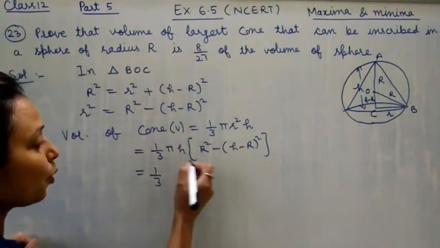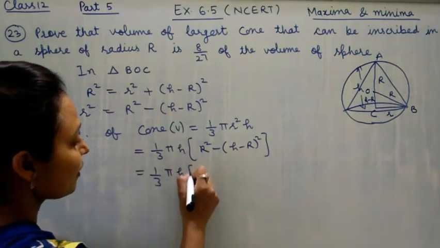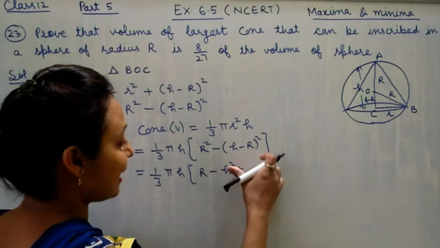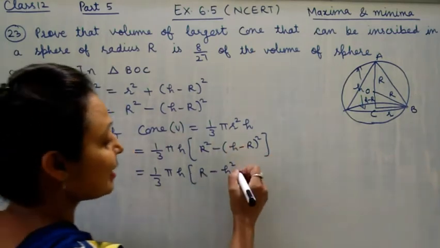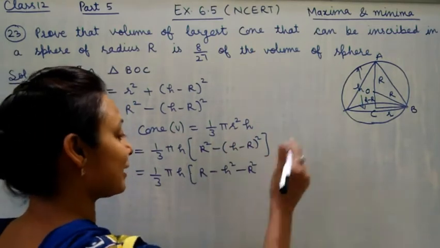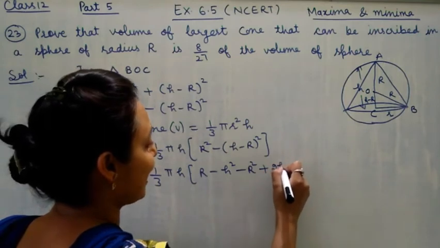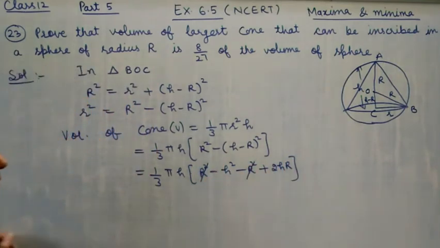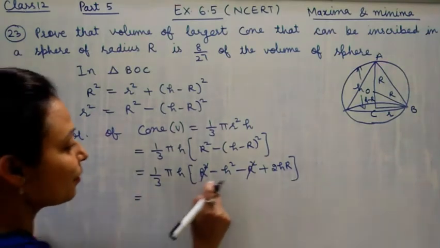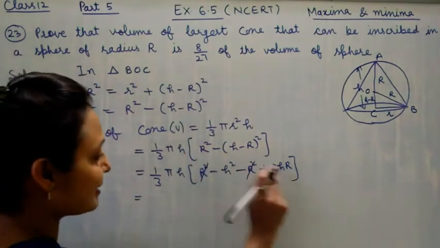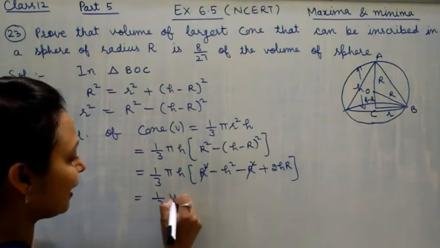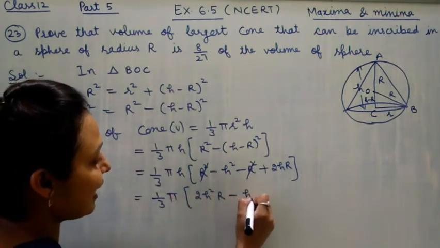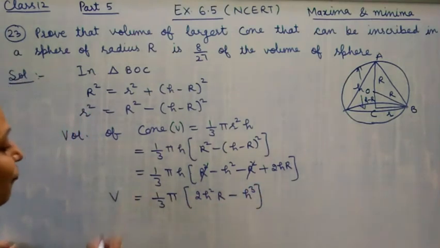Take the whole square. This is R² − h² plus, that is converted into minus R², that minus is converted into plus 2hR. This R² and R² will cancel. This will equal to, I will multiply h inside the bracket, 1/3 π, this is 2h²R − h³. Right? So this is the volume V.